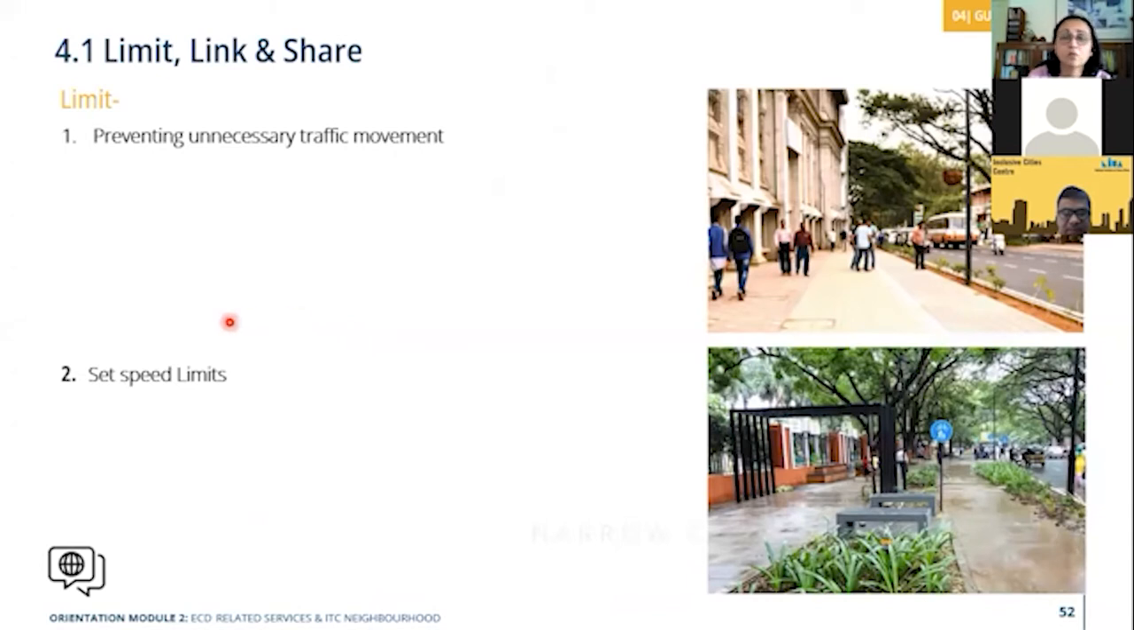So the first thing we want to limit is to prevent unnecessary traffic movement. Wherever possible, restrict the traffic movement, and prohibit vehicular traffic completely from some streets. Like you saw one of the streets which was pedestrian, maybe it was only pedestrian for certain hours, but it is possible to give pedestrians and especially ITC priority for more and more spaces where they can move freely without the fear of traffic. And you see that these are very wide. Second would be to limit the speed of the vehicle.